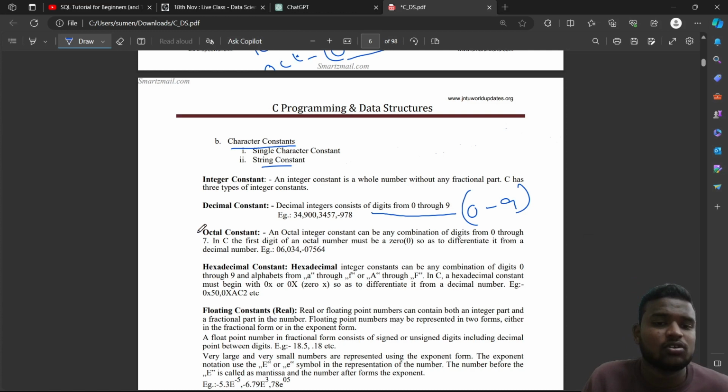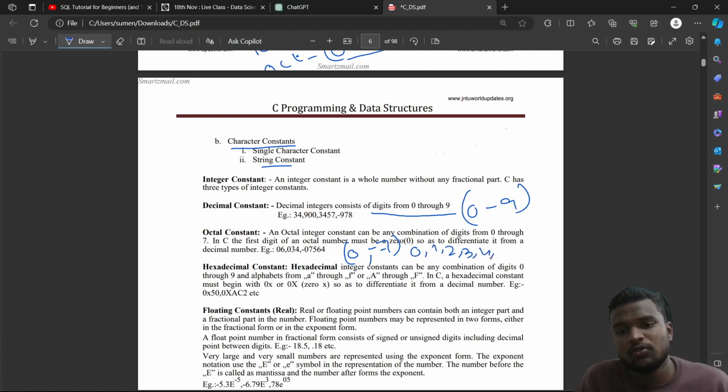That's what it means. In octal, the range is from 0 to 7. So 0 to 7 means the range cannot cross beyond 7. The values can be like 0, 1, 2, 3, 4, 5, 6, and also 7, you can have 7. So every character in octal will have only these values. Other than that, it will not have any value.